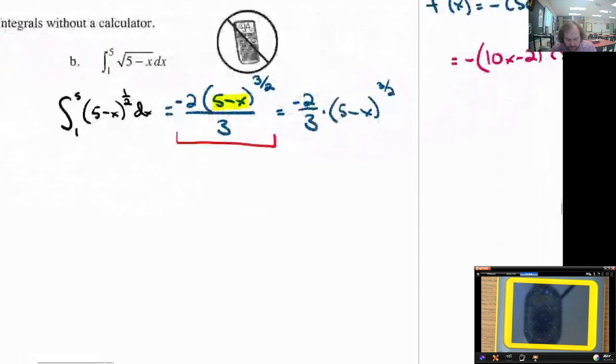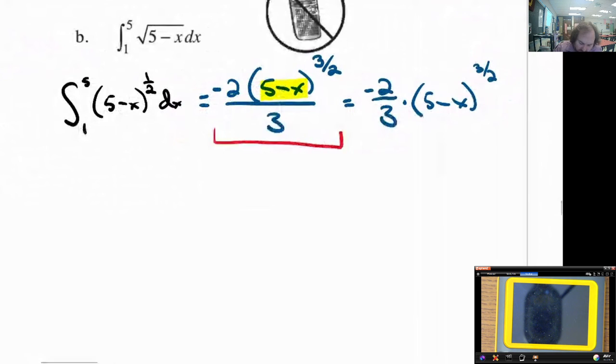Again, I really want you to stop and ponder that the derivative of this expression here is equal to this expression over here. Again, one more time, I'm just going to talk you through it. The 3/2 comes down, cancels out with the 2/3. The negative is still there, but that goes away when you do the derivative of 5 minus x, which is negative 1. That multiplies by negative 1 and cancels out, leaving just 5 minus x to the 1/2 power.